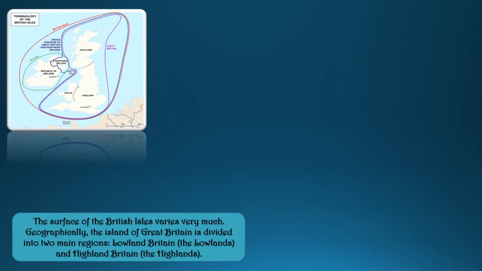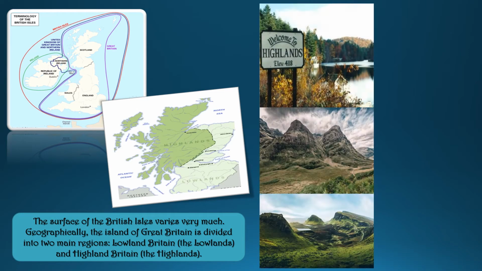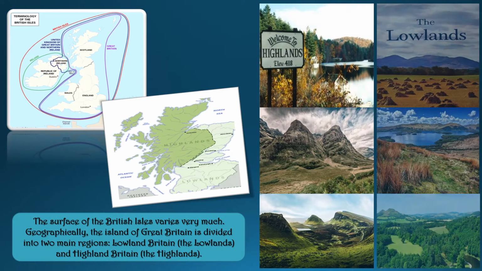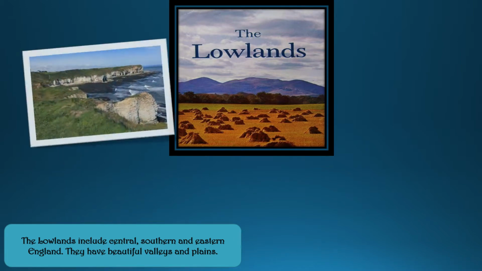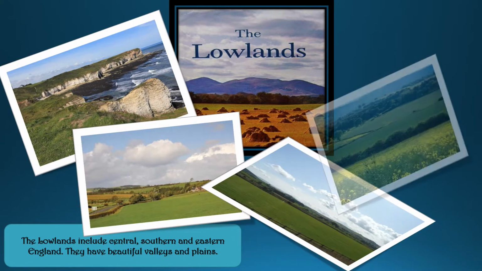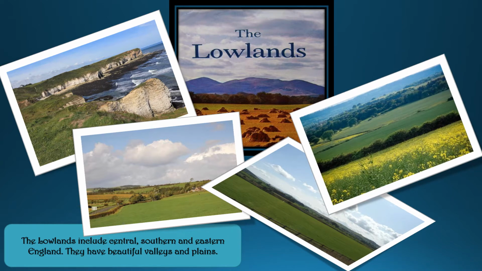The surface of the British Isles varies very much. Geographically, the island of Great Britain is divided into 2 main regions: Lowland Britain, the Lowlands, and Highland Britain, the Highlands. The Lowlands include central, southern, and eastern England. They have beautiful valleys and plains.